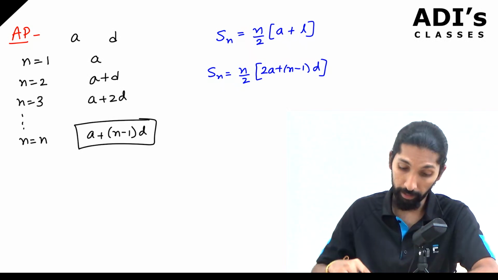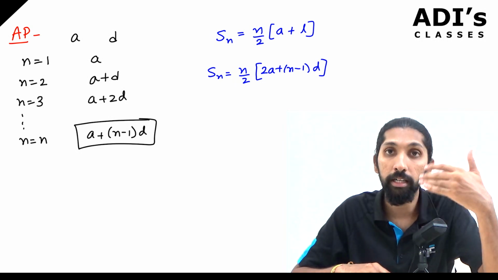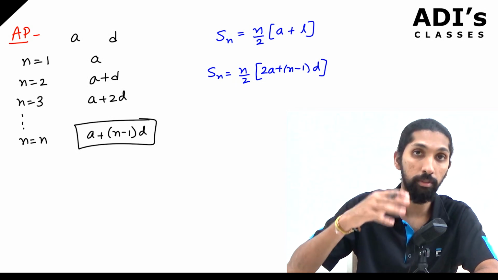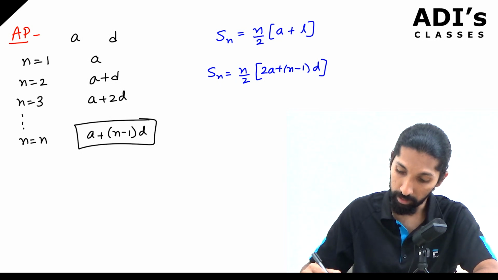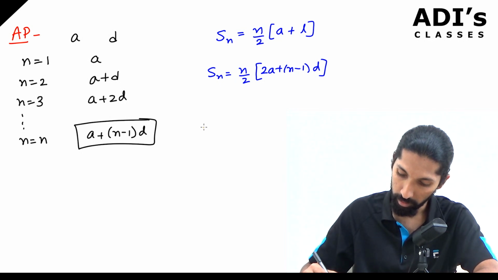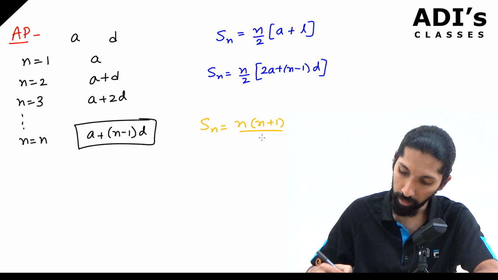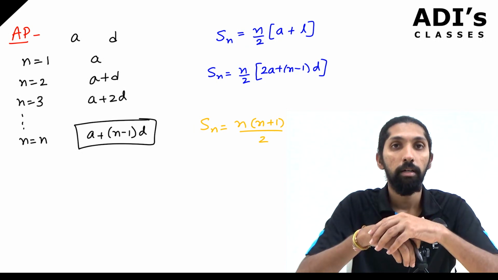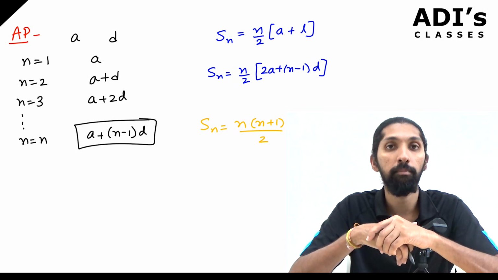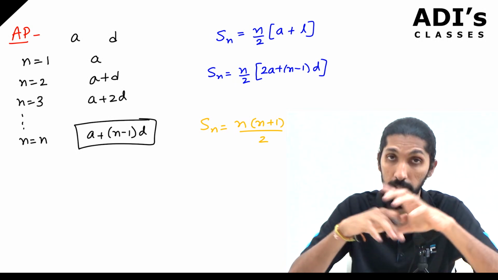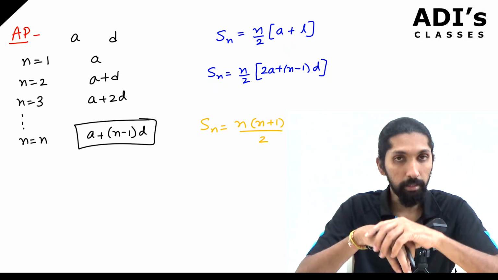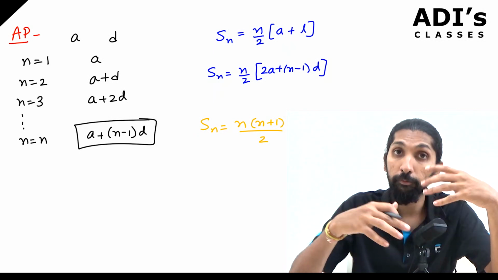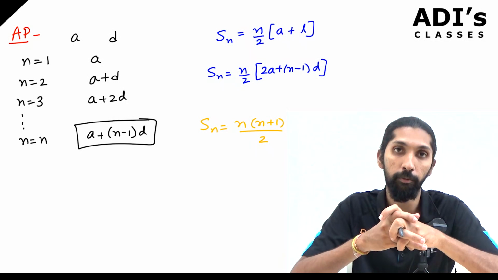Now the next one is for sum of n consecutive numbers, that is 1, 2, 3, 4 all the way till n. In such cases, sum of n consecutive numbers Sn is equal to n into (n plus 1) divided by 2. So this is the sum of n number of terms of an AP, that is consecutive terms and that too integers. These are the formulas and these are the type of problems you have already solved before, isn't it?